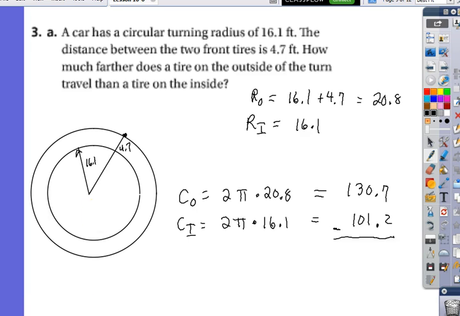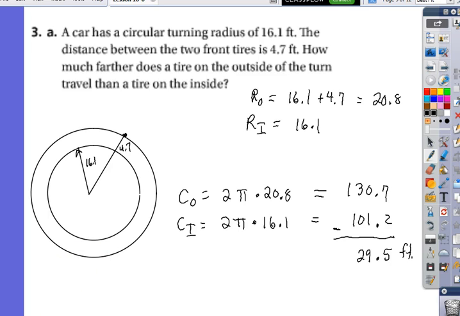All right, so by my calculations, the outer radius was 20.8. I added 4.7 to 16.1. The inner radius was 16.1. And the circumference of the outer was 130.7. The circumference of the inner was 101.2. And so that's going to leave me with 29.5 feet. So the outer wheel turns 29.5 feet more than the inner wheel. Everybody okay with that?